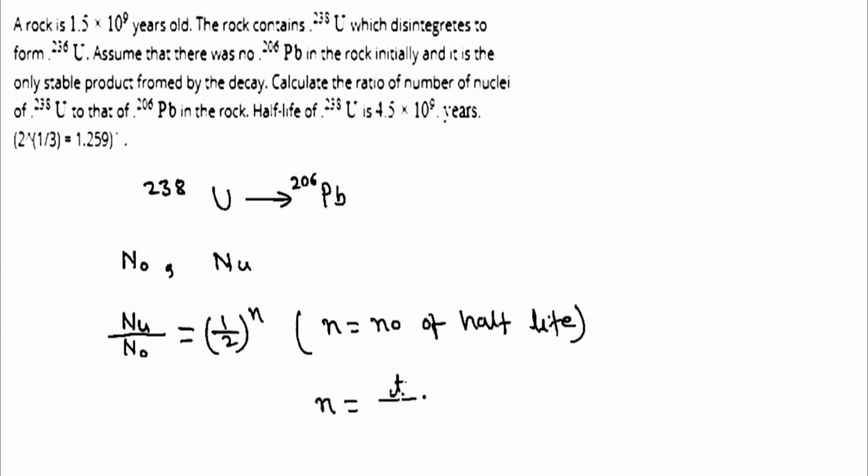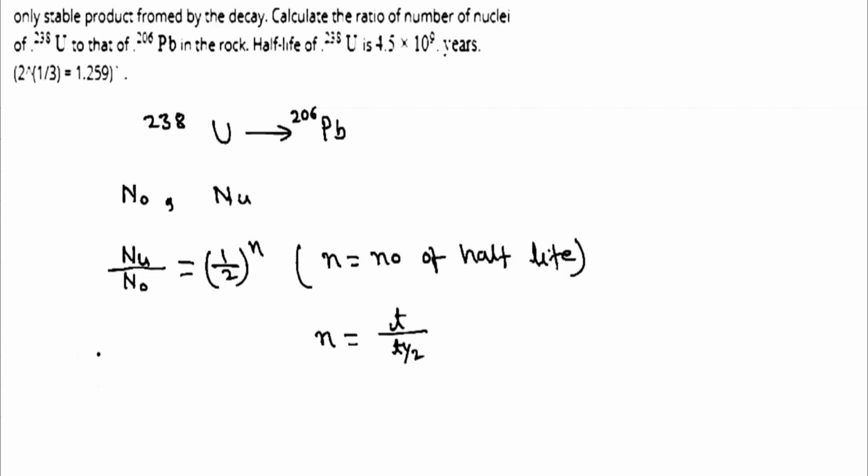So n is equal to t divided by T half, and this is equal to the number of half-lives. Clear? And the half-life we know is the time in which half of the substance disintegrates. And half is present after this half-life. Clear?